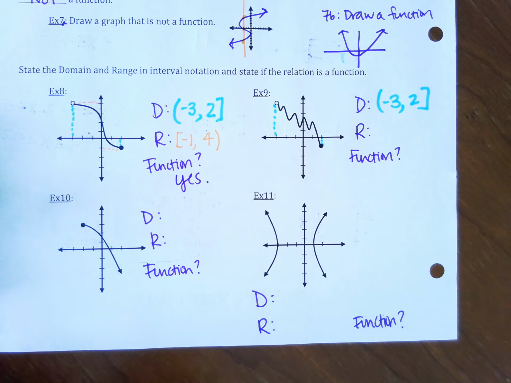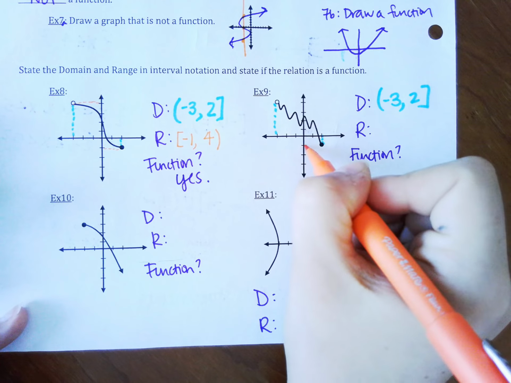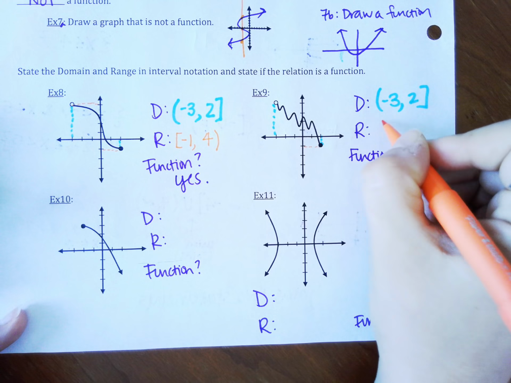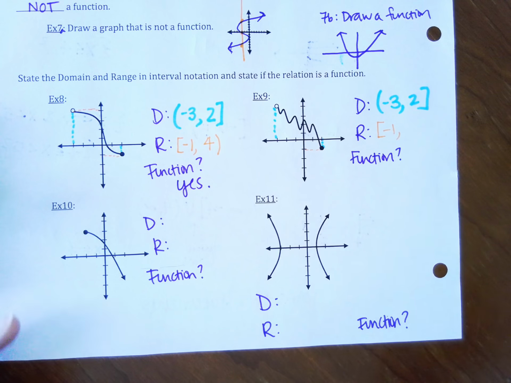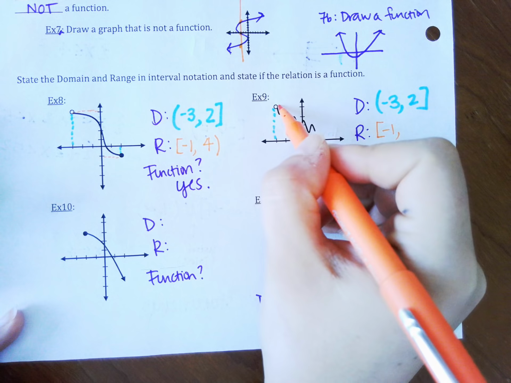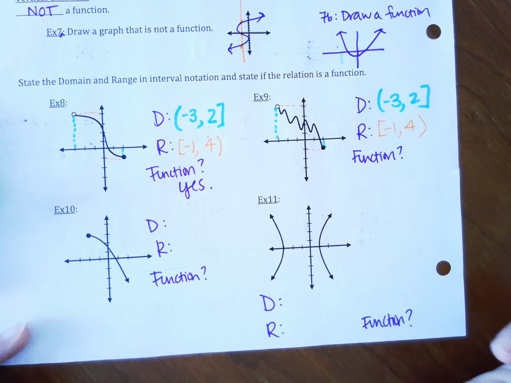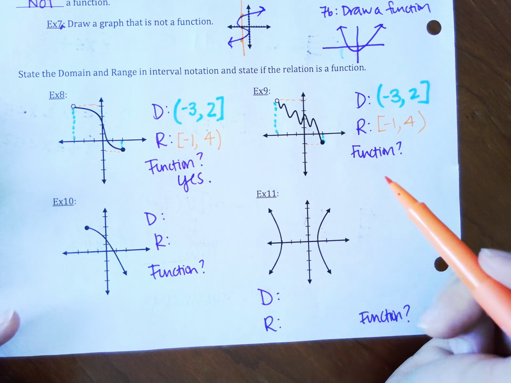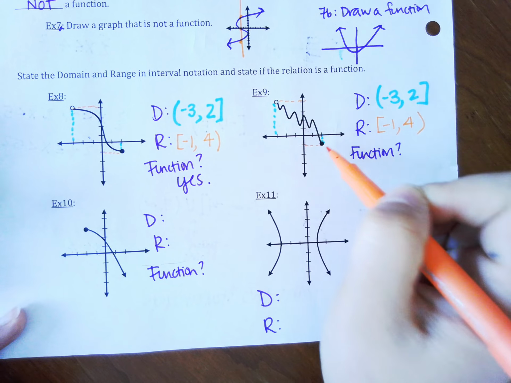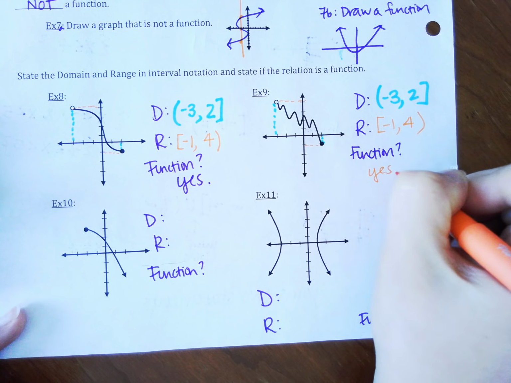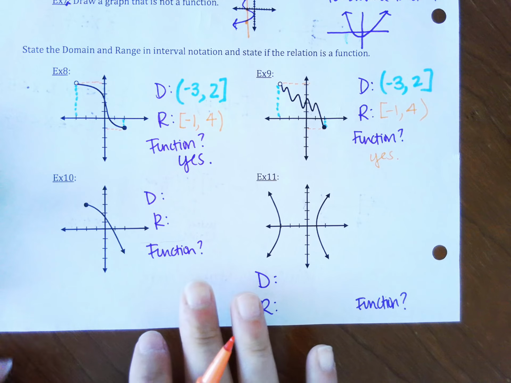Our range, our lowest endpoint is down here, our lowest point. So that's at -1. It's included, so it's a closed circle. And it goes up to the highest point that we have, which is at 1, 2, 3, 4. And that one's excluded. This one, since if I draw my vertical lines, it doesn't hit more than once, it passes the vertical line test, so it should be a function.